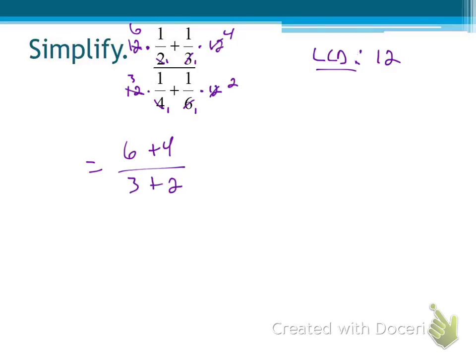So the tiny fractions are now gone. That was the whole point. That was what we wanted to do. Now we get something that makes a little bit more sense to us, and we can simplify from here. So believe it or not, this whole fraction is just 2. Okay.